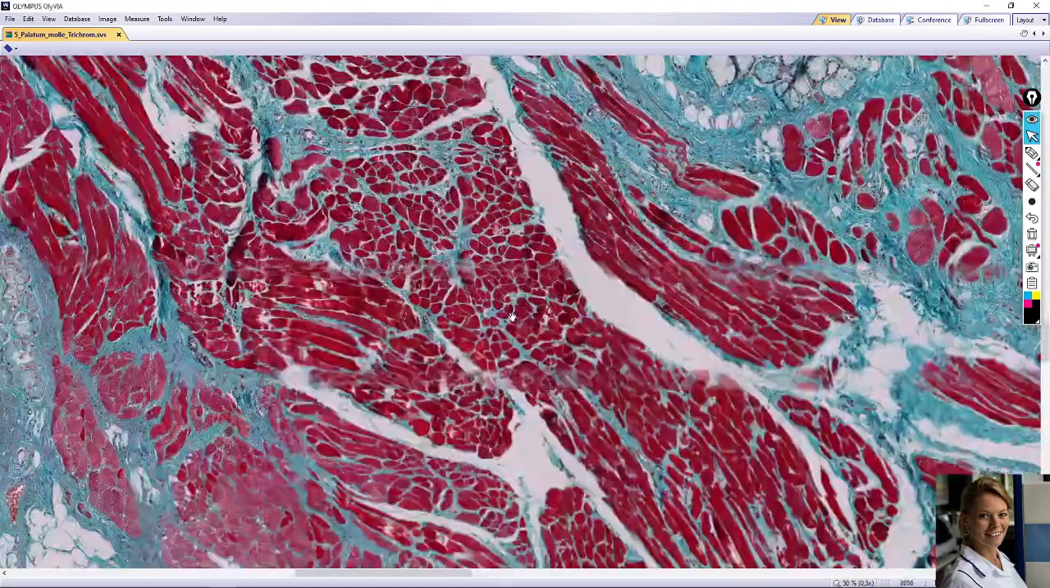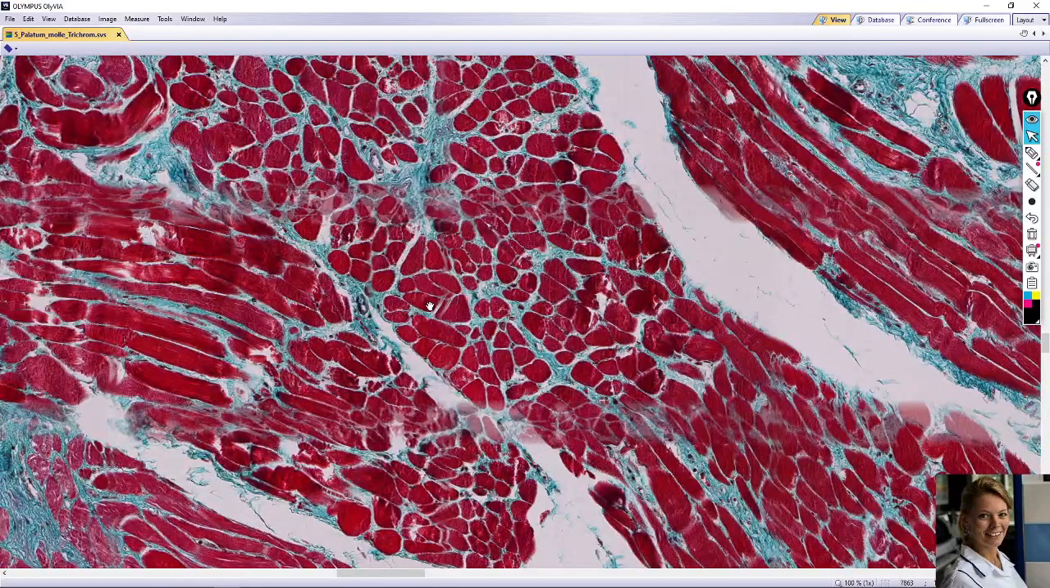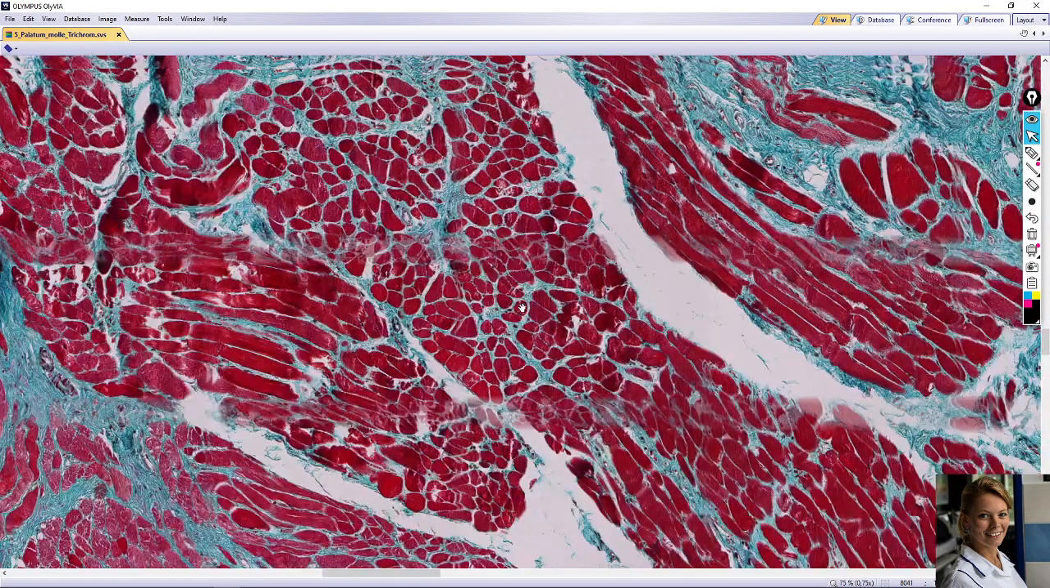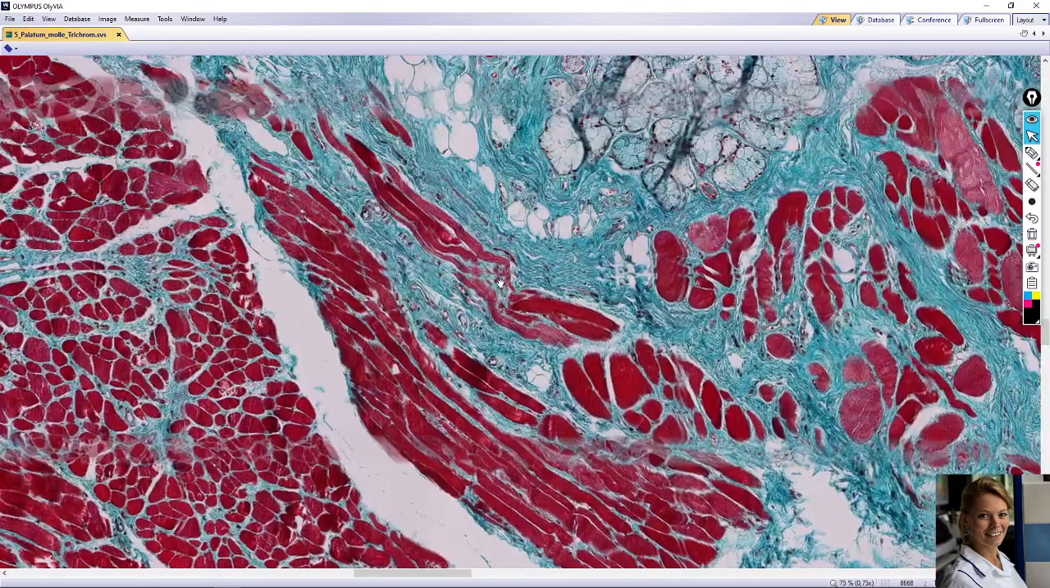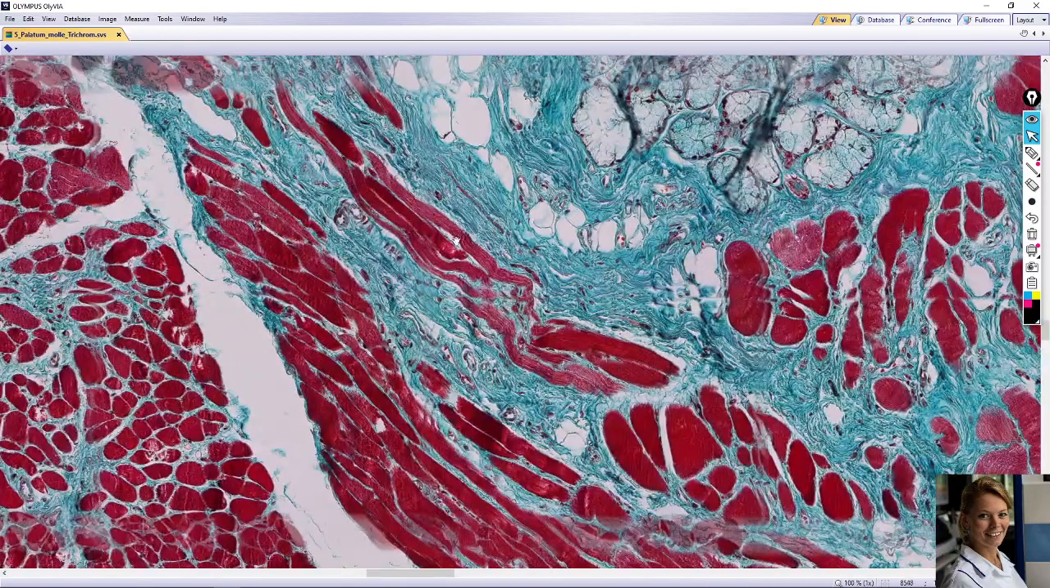The core is formed by skeletal muscle tissue with striation, for example here, and the nuclei in the periphery.